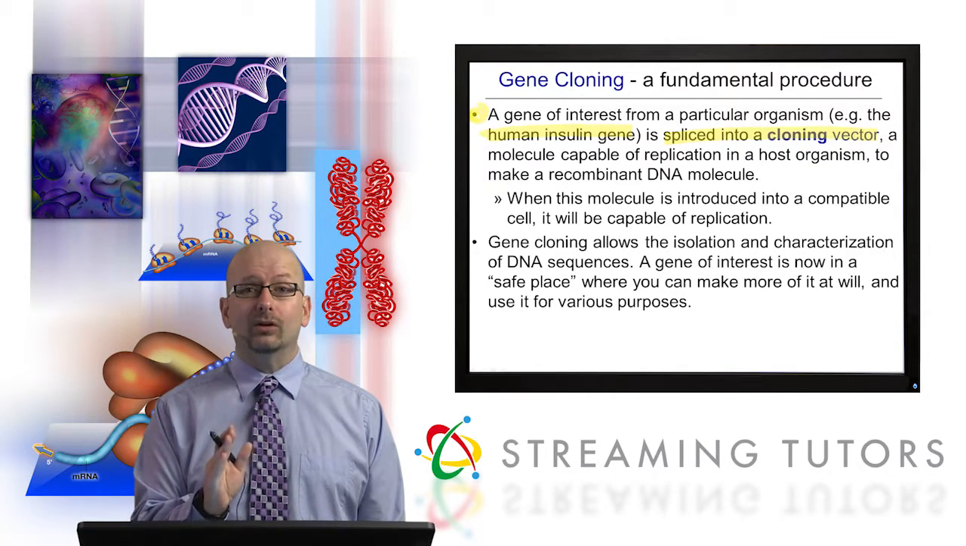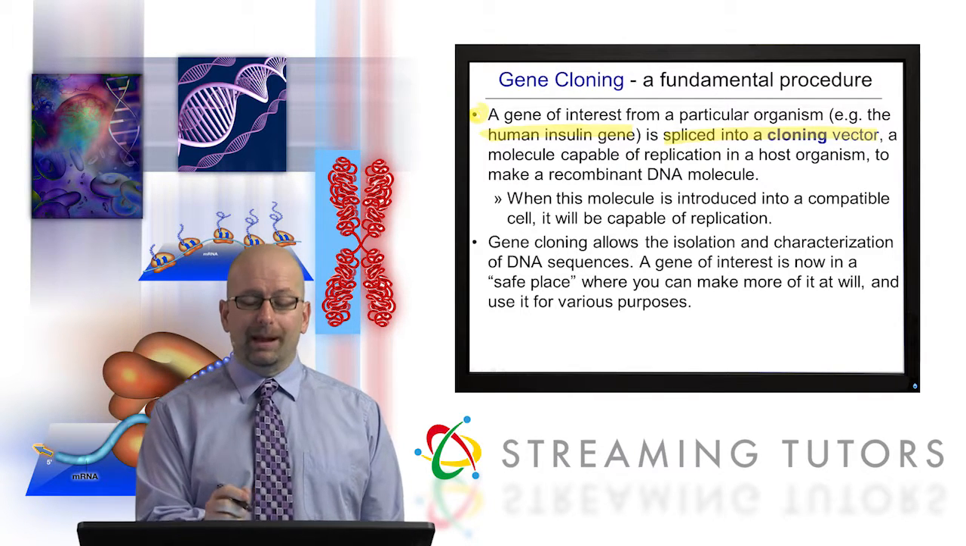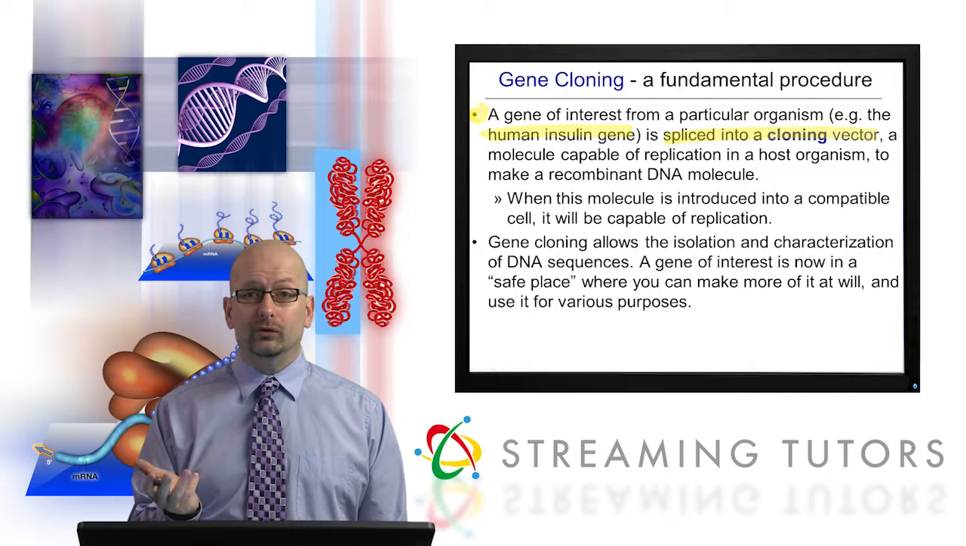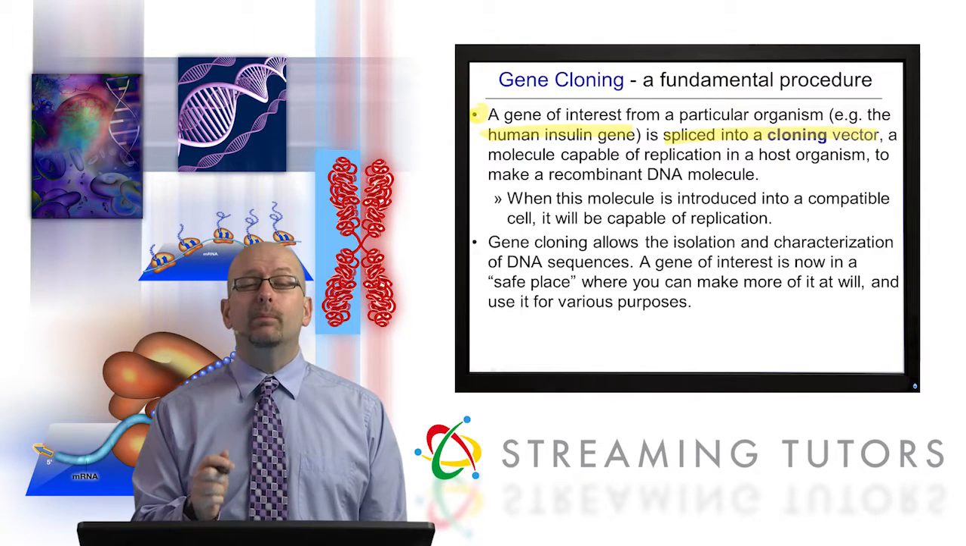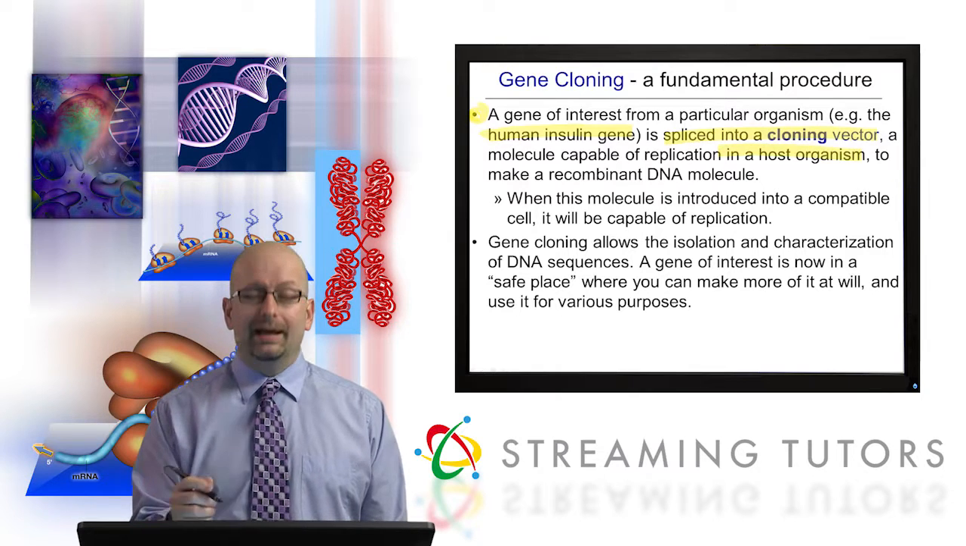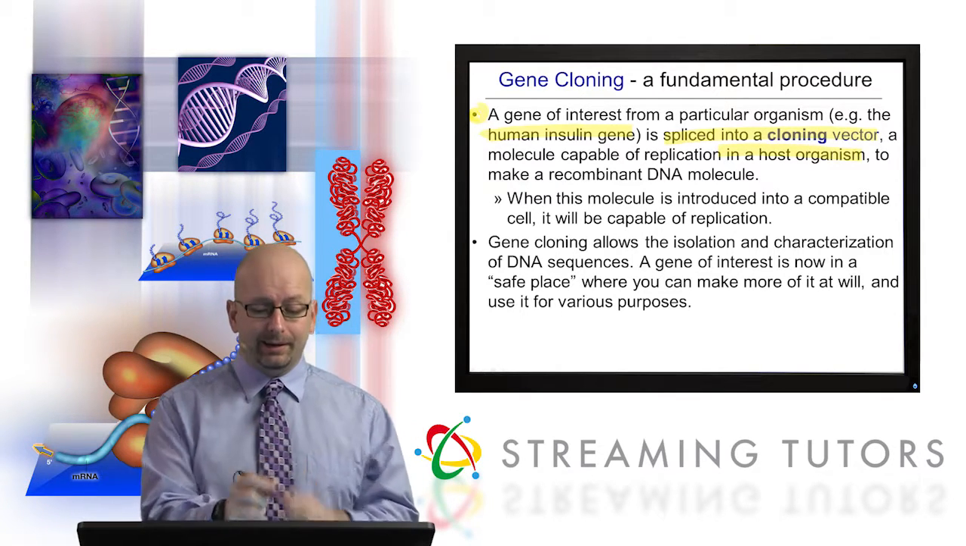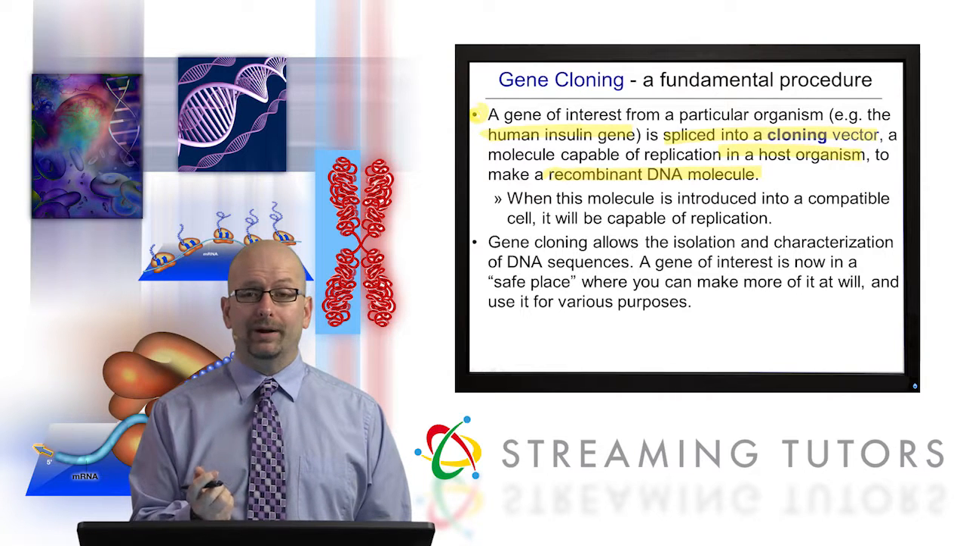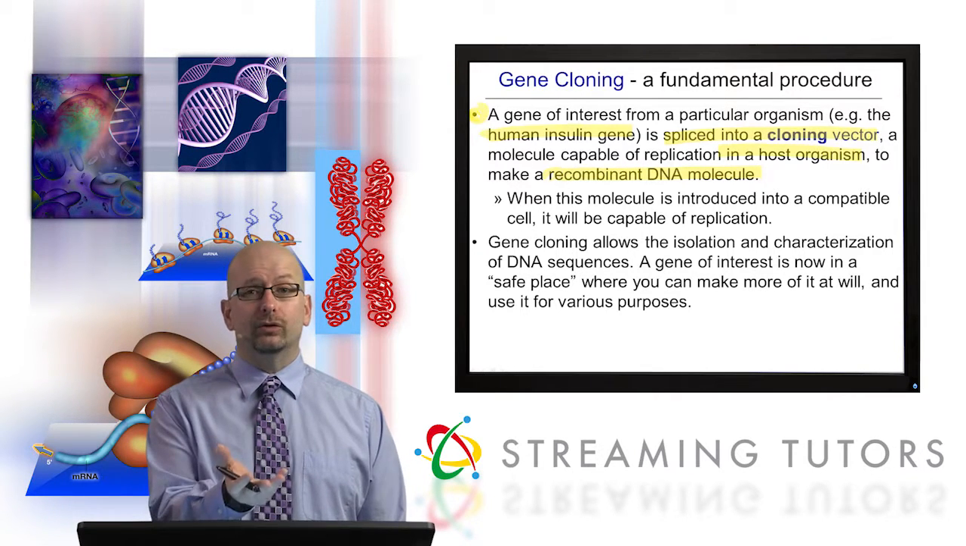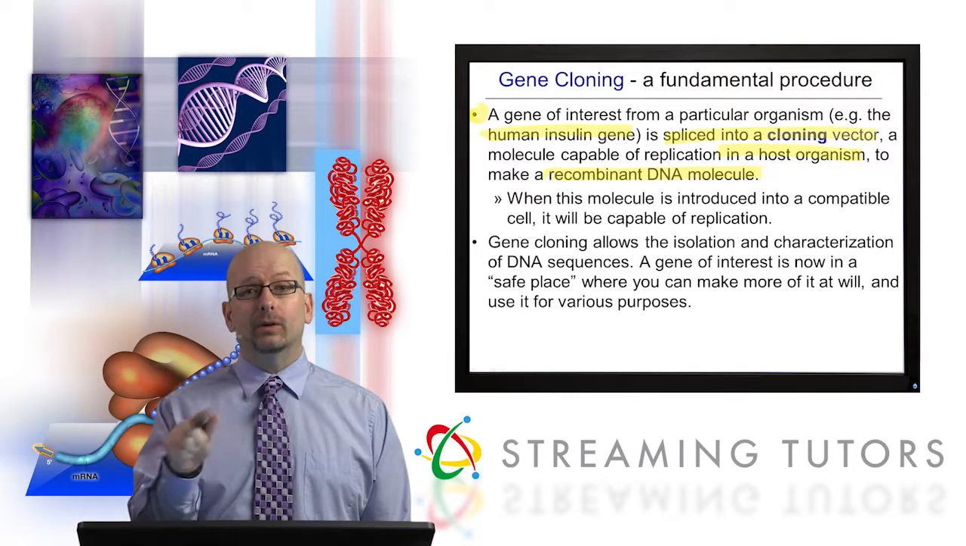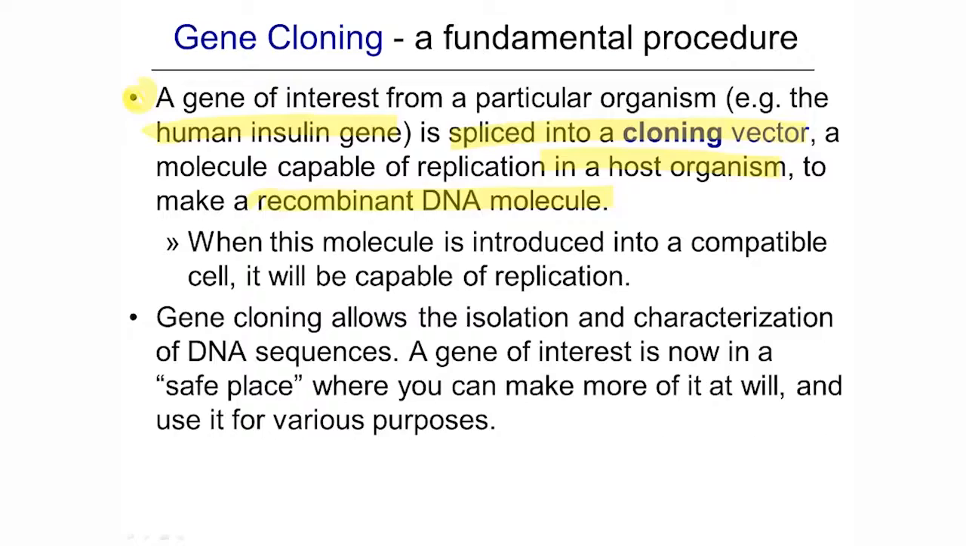But what a cloning vector is in its most fundamental sense is a molecule from another organism, often a bacterium, that's capable of replicating in a host organism. And we're going to join those two together to make a recombinant DNA molecule. In this case, it would be one that has the human insulin gene popped into a vector that's composed of genes from another organism. When you take that recombinant DNA molecule and introduce it into a compatible cell, it will then be capable of replicating itself along with that cell, and now you have a way of literally copying the gene of interest.